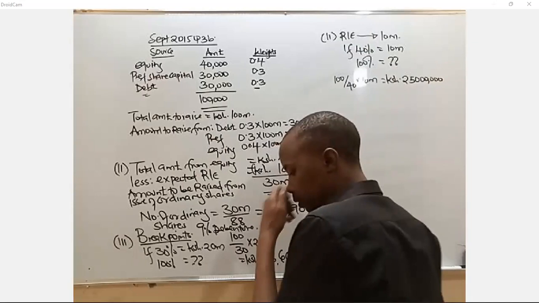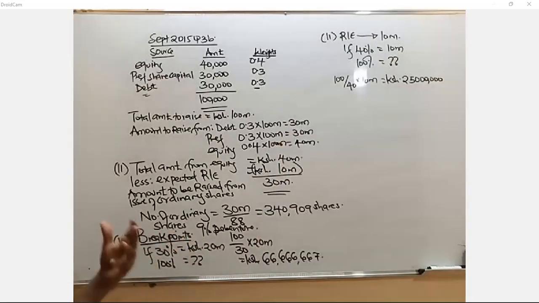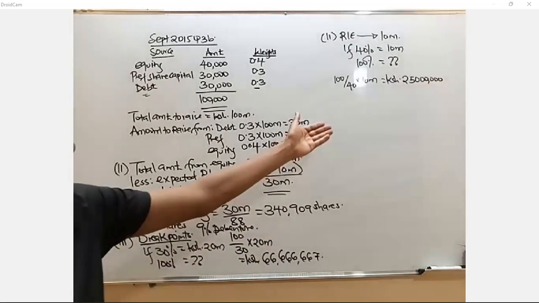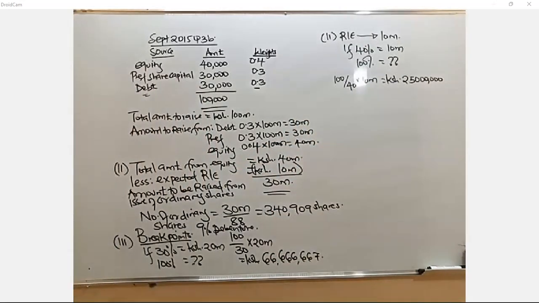That is the aspect of the breakpoints as required by the examiner. How much can we raise? The first one, the 9% debenture, can give us 66 million. This one can give you a maximum of 25 million.